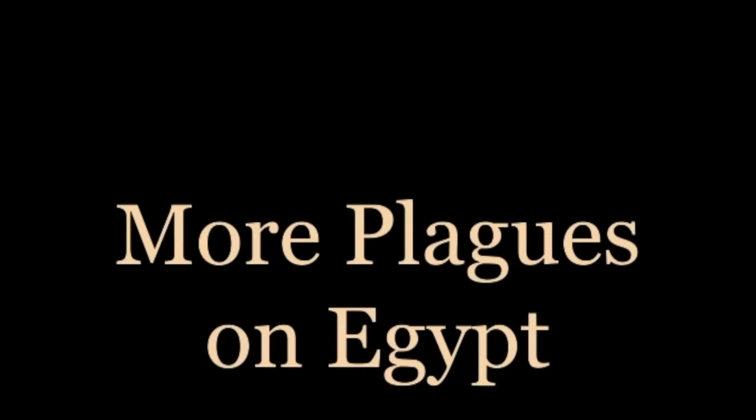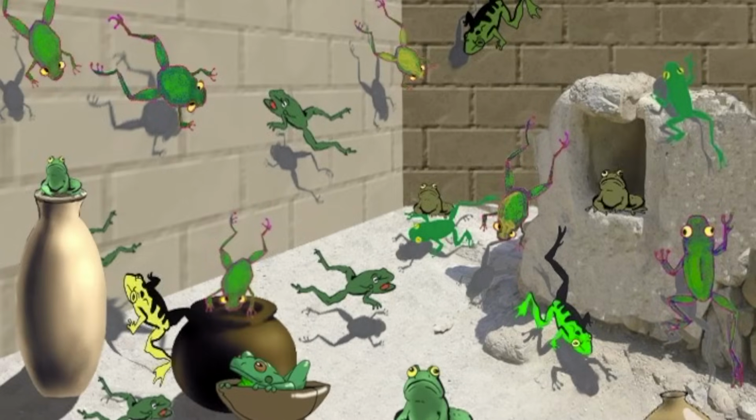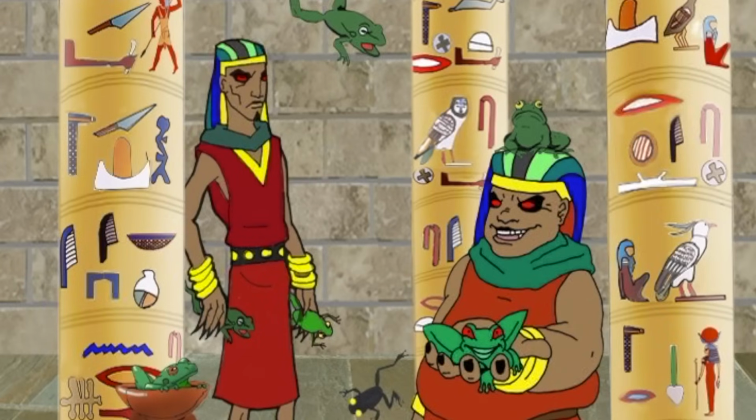More plagues on Egypt. Exodus chapters 8 through 11. Once more God had Aaron stretch his rod over the waters of Egypt. This time frogs came up out of the waters and covered the land and went into the houses and bedrooms and ovens. Once again the magicians had a trick that copied this. Pharaoh had to ask Moses and Aaron to make the frogs go away, yet still he would not let the people go.